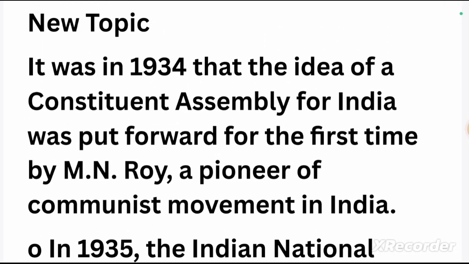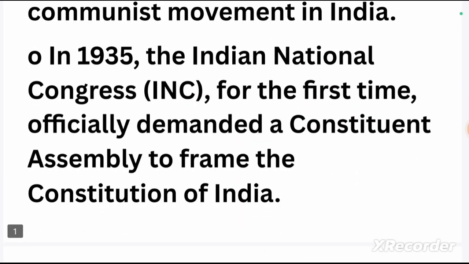It was in 1934 that the idea of the Constituent Assembly for India was put forward for the first time by M.N. Roy, a pioneer of the communist movement in India. In 1935, the Indian National Congress for the first time officially demanded a Constituent Assembly to frame the Constitution of India.